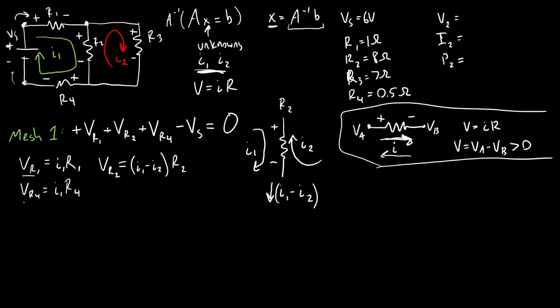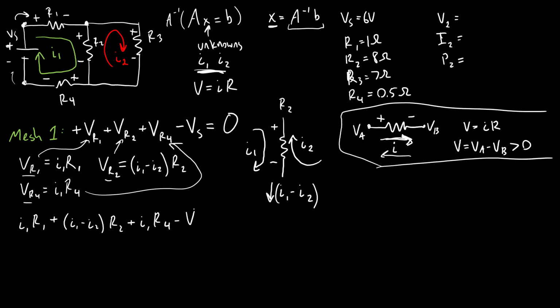Okay, so there I have solved for all three of my voltages using Ohm's law in terms of the currents. I'm going to go ahead and plug those into this equation to get a single equation just in terms of my currents, where my currents are my only unknowns because I know all of the resistance values and I know my voltage source values. So that's going to give me I1 R1 plus VR2, which is (I1 minus I2) R2, plus VR4, which is I1 R4, minus Vs equals 0.